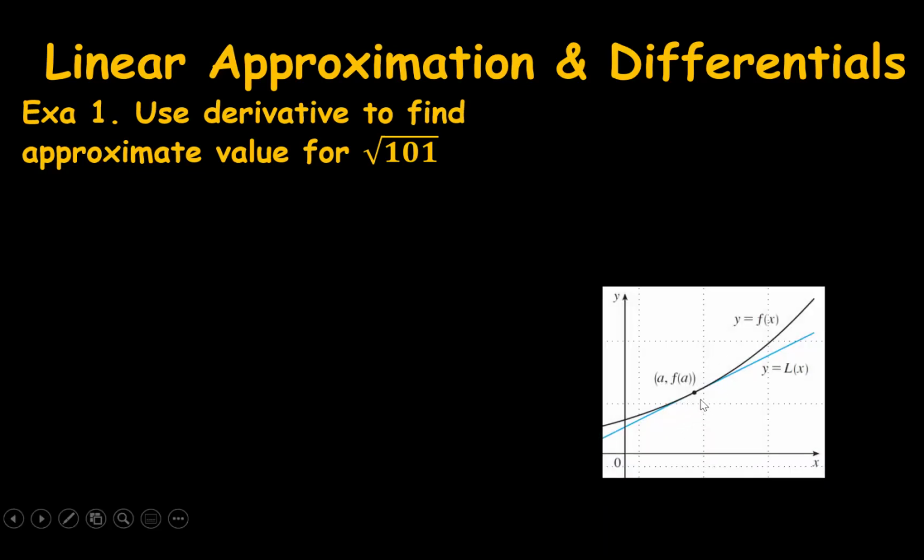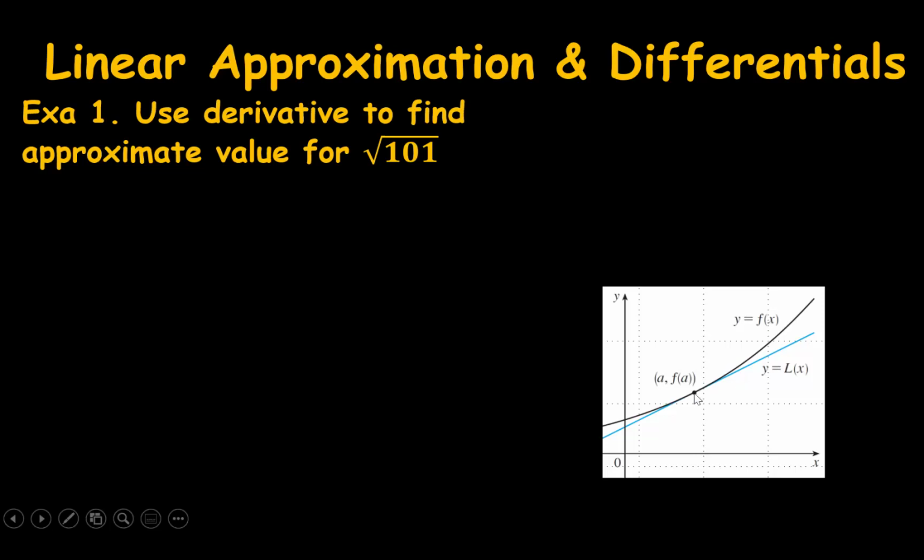And here is the picture. We're looking at the tangent line at this point, x equals a, and y is automatically equal to f(a). Here is the picture of the tangent line. This line is a good approximation for the function f(x), at least when x is close to a. So that is the idea for linear approximation.